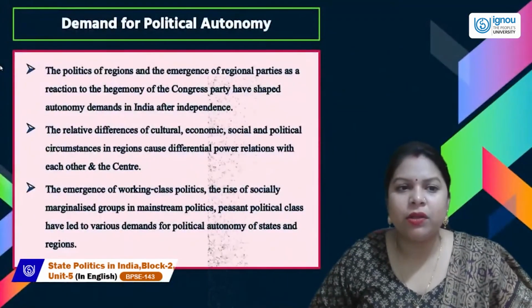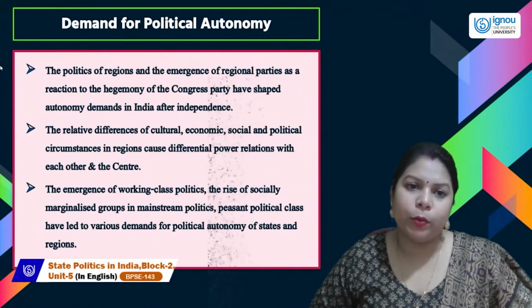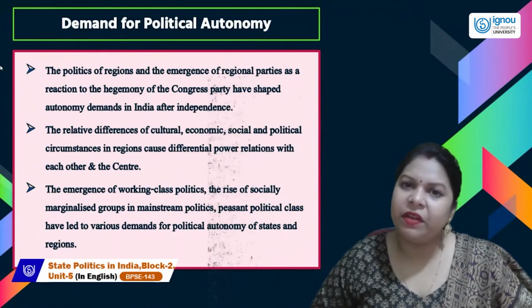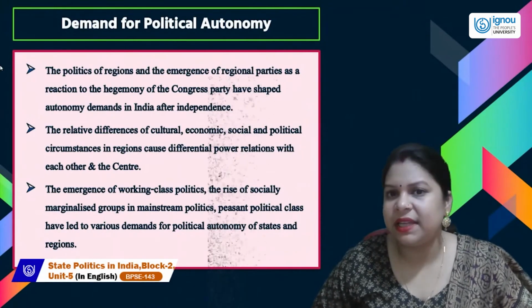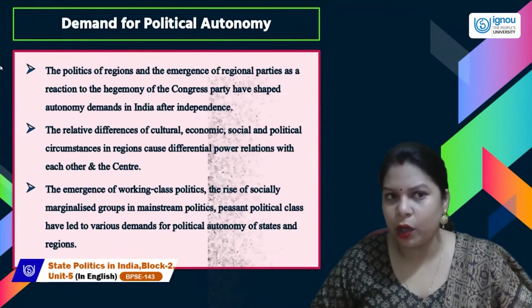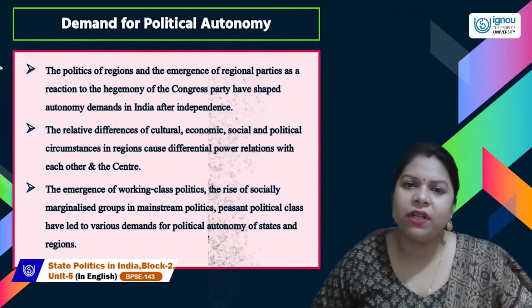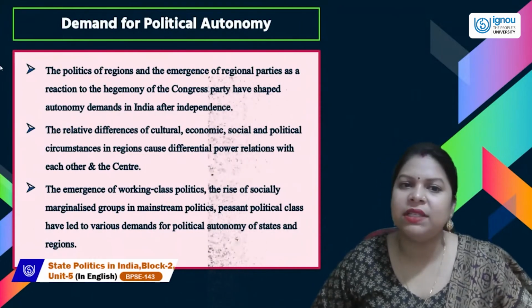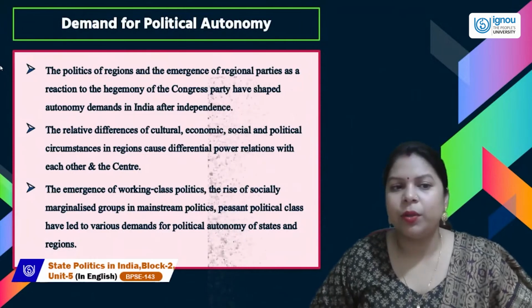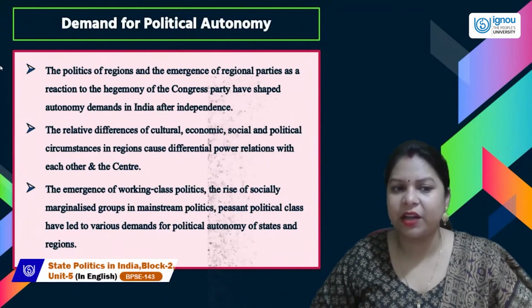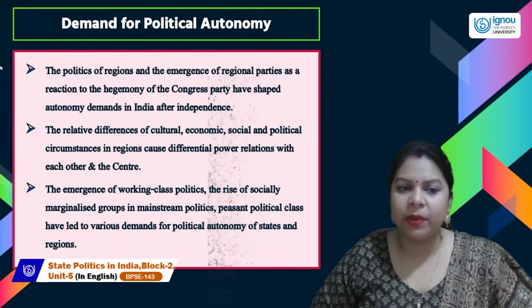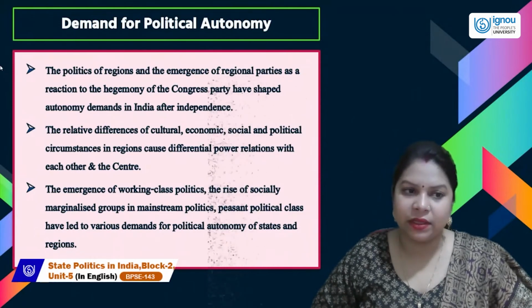Now, let's talk about the demand for political autonomy. In the previous slides, we talked about several states that were demanding autonomy. Now, we will see what political autonomy is and what is there to be demanded. The politics of regions and the emergence of regional parties as a reaction to the hegemony of the Congress Party have shaped autonomy demands in India after independence.